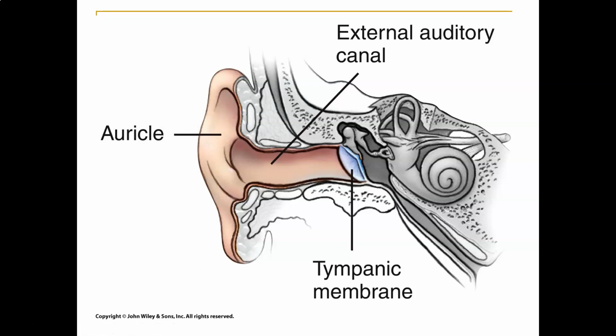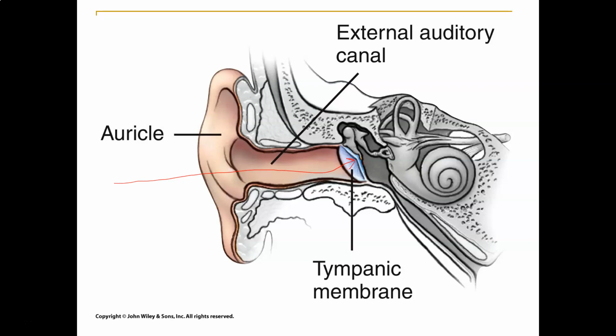Okay, so here's some pictures that just show these parts a little more clearly. Here's the external ear with the auricle, the external auditory canal, and the tympanic membrane in blue. So again, sound waves come in, travel down the external auditory canal, and hit your eardrum, the tympanic membrane, and cause it to vibrate.